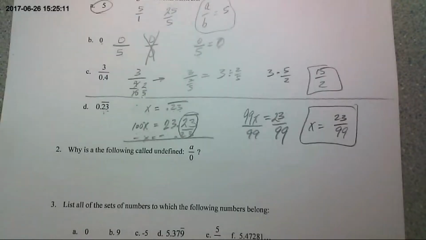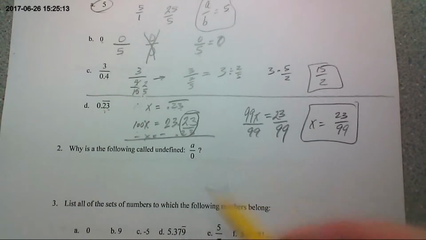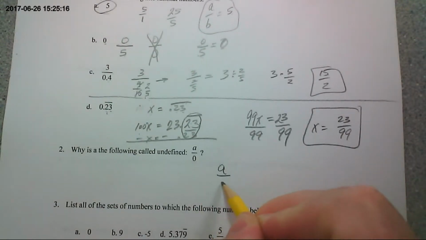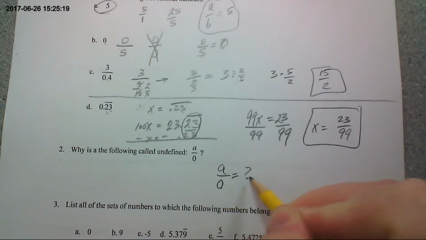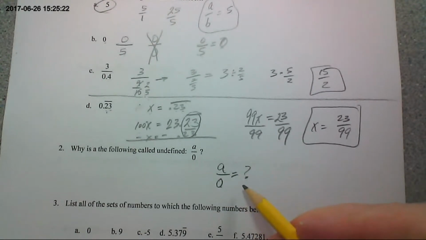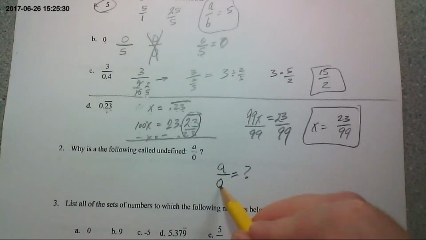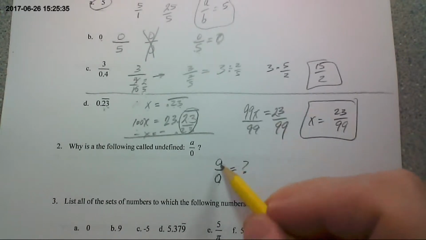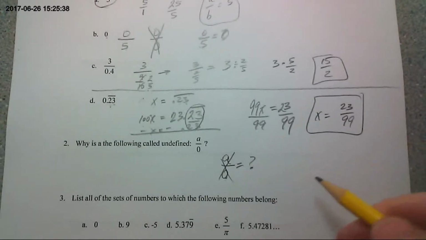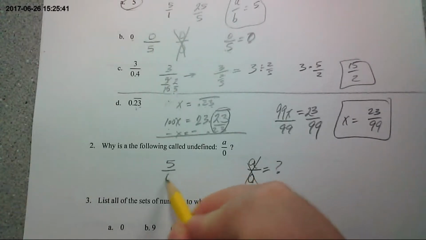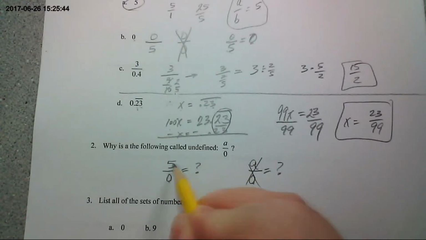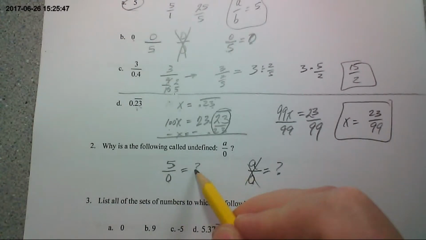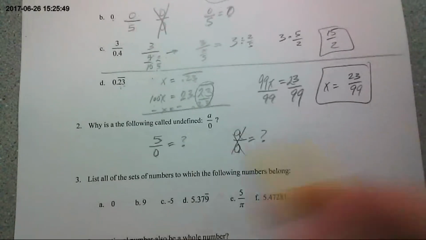There we go. Now, why is the following undefined? The reason this is undefined is because this is saying 0 times what number equals this number. Well, 0 times anything is always 0, and you can't divide by 0, so that's why this is undefined. There's no number times 0 that will equal anything except for 0, and you can't cut something up into 0 parts, so that's why this is undefined. You can't divide by 0. For example, if we did 5 over 0, this is saying 0 times what number equals 5. There is nothing times 0 that equals 5. It's undefined. Undefined means it's not a number.